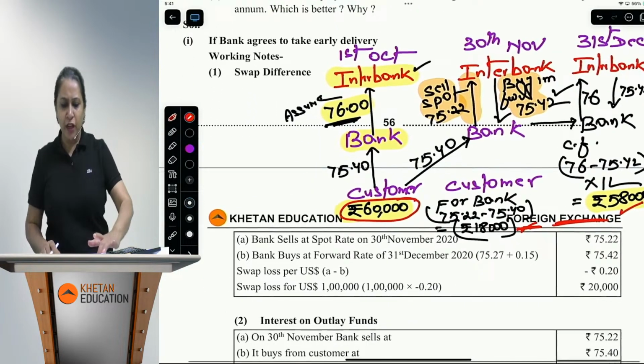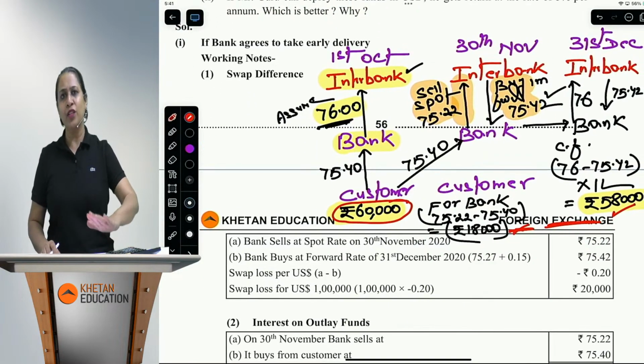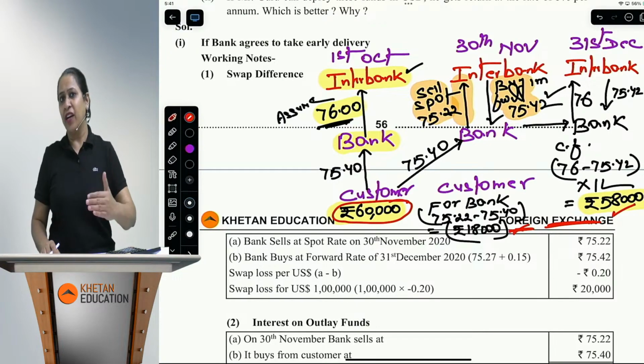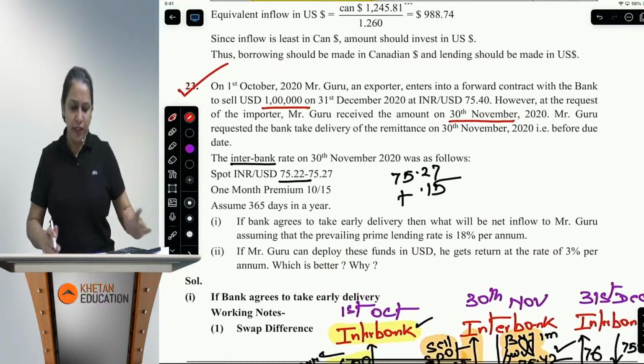So the calculations: the bank will charge the swap loss. Why is it charging? Because only if it charges 20,000 will it be able to make a profit of 60,000. That is why it is charging. Okay, and plus the interest component. So the next question is here.